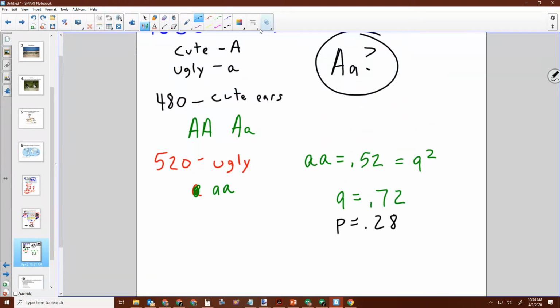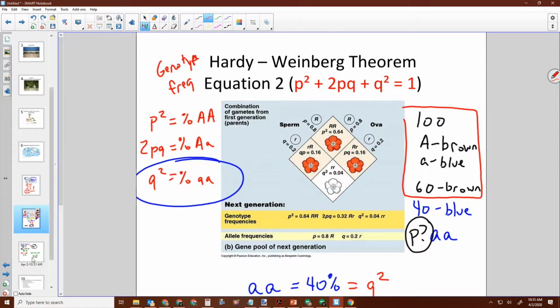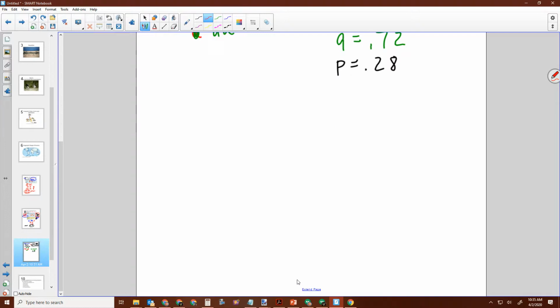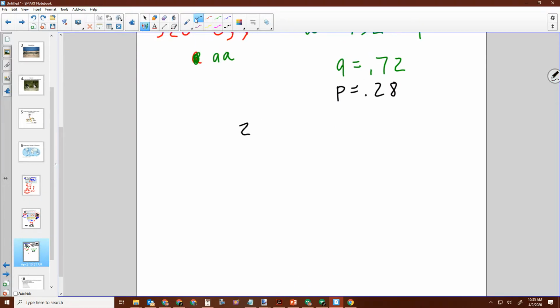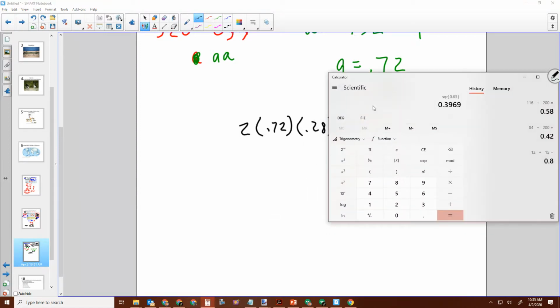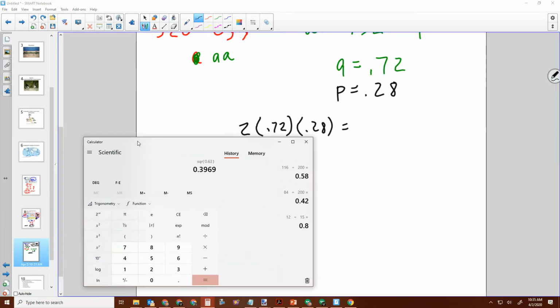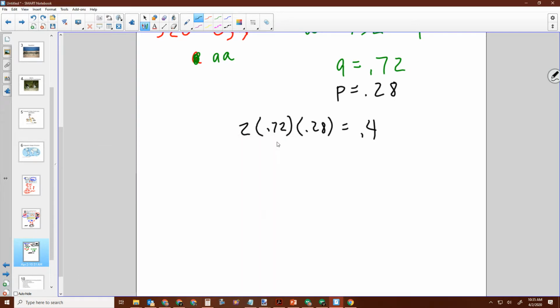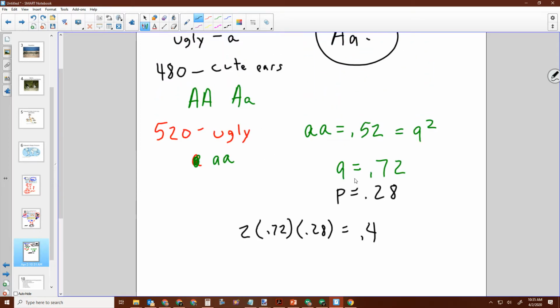Now, I was asked to solve for this. And what is the percentage of this? It's 2PQ. So what do I do? Well, I take 2 times 0.72 times 0.28, and I get the answer. 2 times 0.72 times 0.28, 0.4. And so you get the idea. 2PQ equals 0.4, and so that's the answer to my problem.